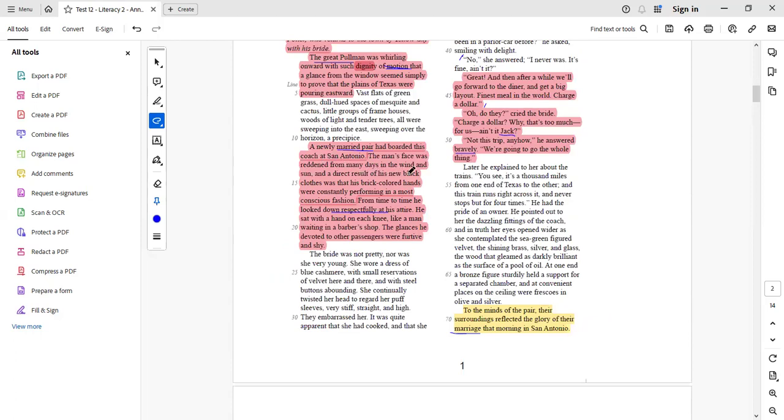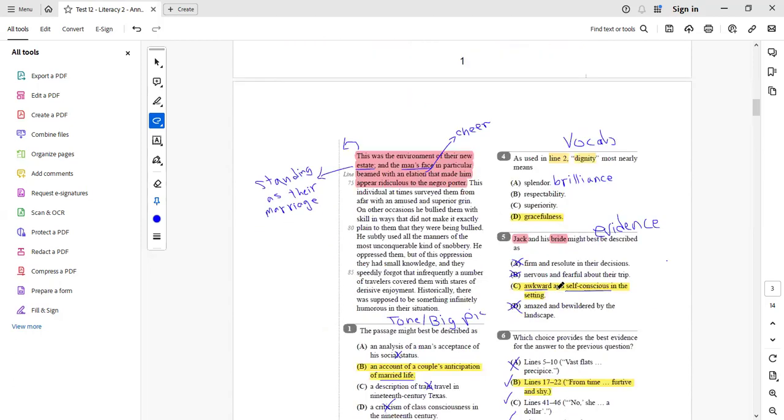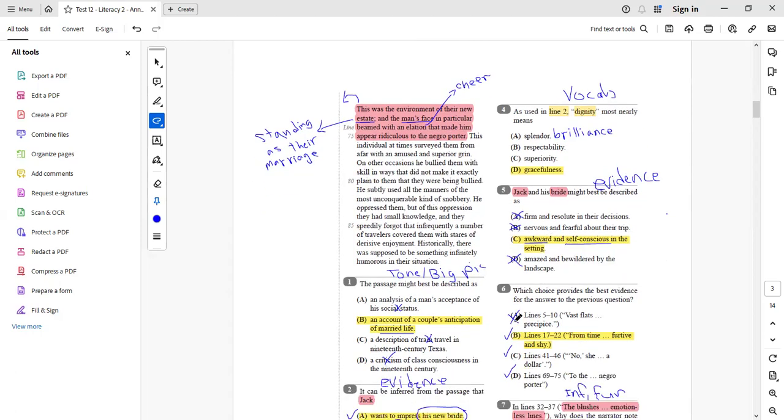Reddened from many days in the wind and sun, and the direct result of his new black clothes was that his brick-colored hands were constantly performing in a most conscious fashion. From time to time, he looked down respectfully at his attire. He sat with a hand on each knee, like a man waiting in a barber shop. The glances he devoted to the passengers were furtive and shy. So they feel awkward and self-conscious even when he looked at his attire. He wasn't looking at his money, I'm sorry, at his clothes. So that is B.